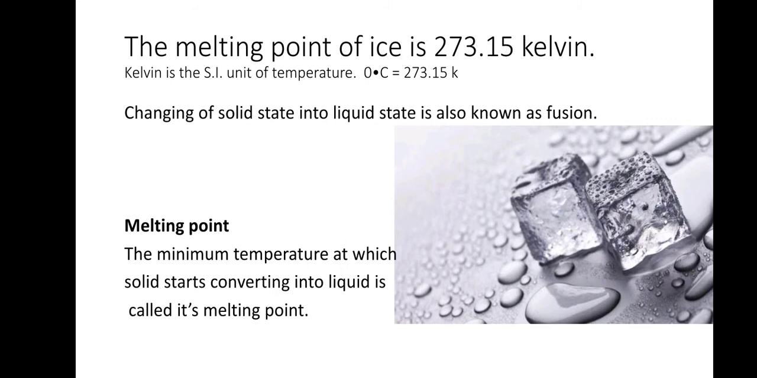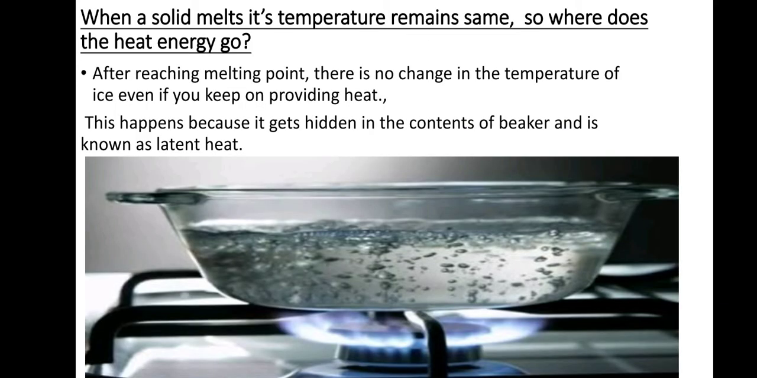What is temperature? I guess everybody knows. Degree of hotness or coldness. When a solid melts, its temperature remains same. So where does the heat energy go? The heat energy either is absorbed by the beaker or it goes in the environment. After reaching melting point, there is no change in the temperature of ice, even if you keep on providing heat.